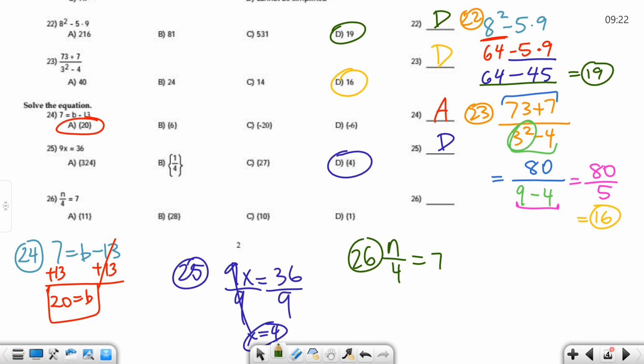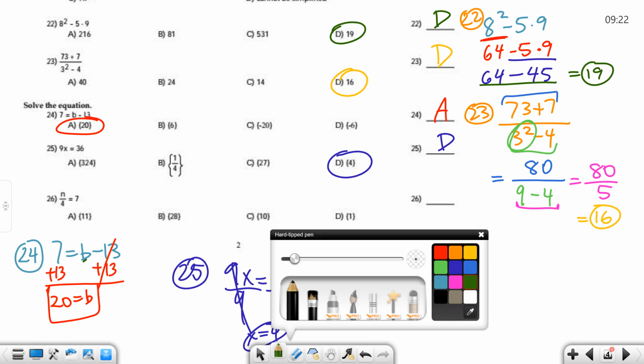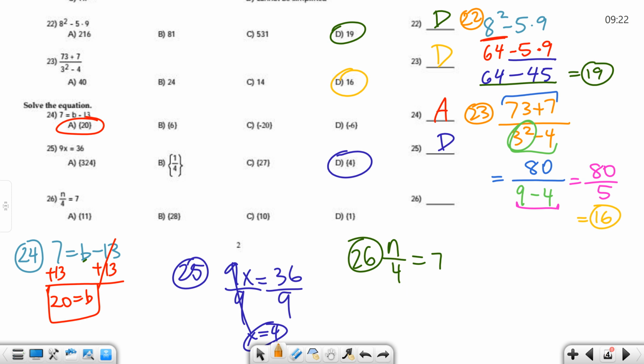This is 26. So if you notice, I'm giving you rules. What do I do when I have a number equals something minus something? I add it to undo subtraction. Here, a number times x equals a number: divide by the coefficient. Over here, a variable divided by a number equals a number. So I've got to get rid of this 4 right here. How do I do that? I'm going to multiply both sides by 4.